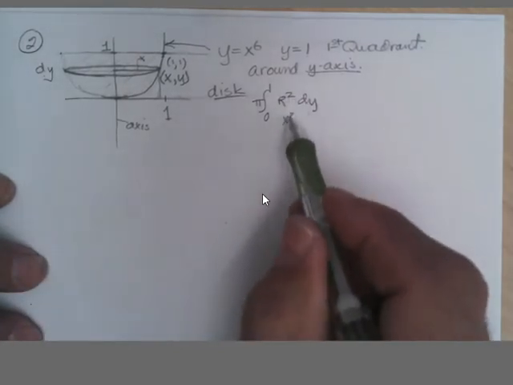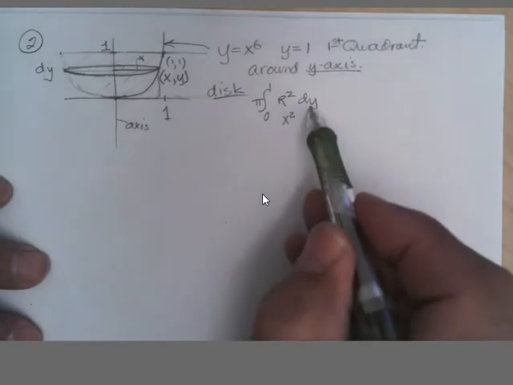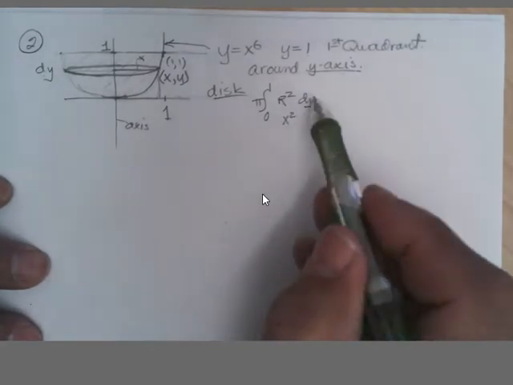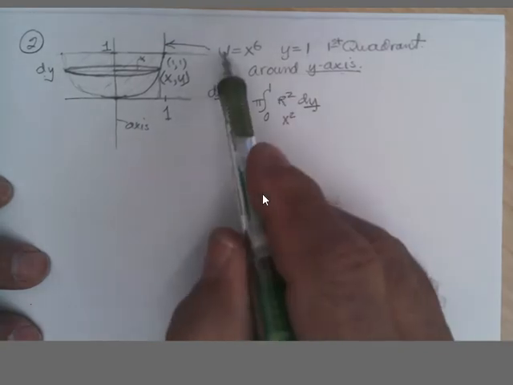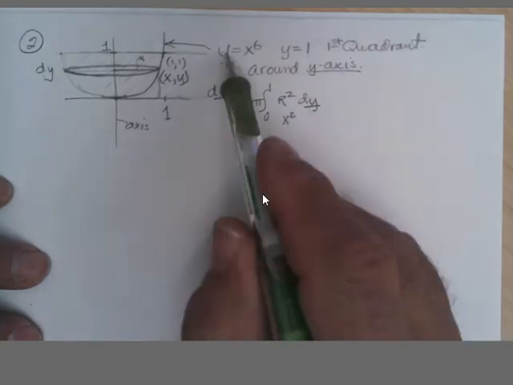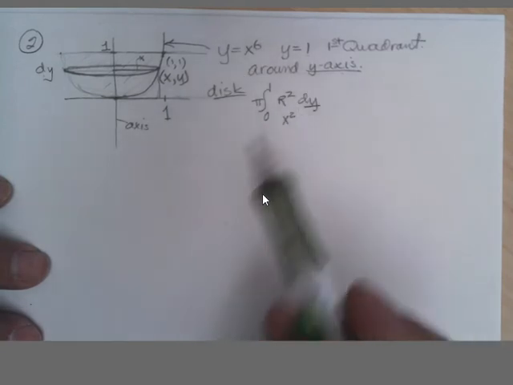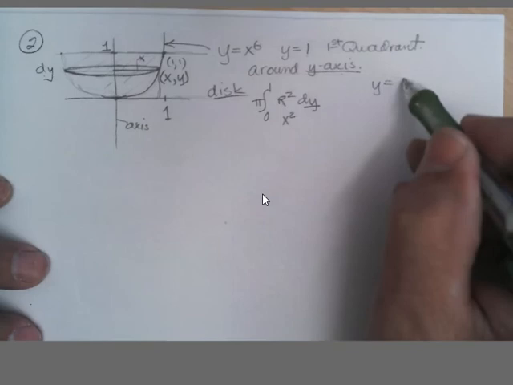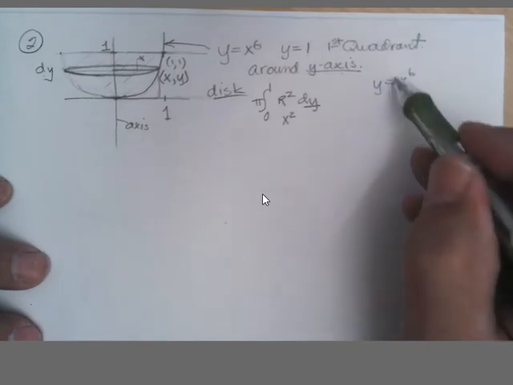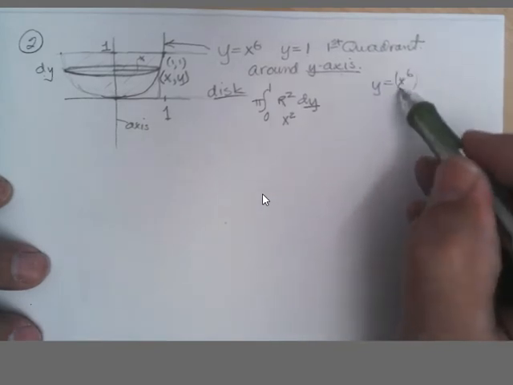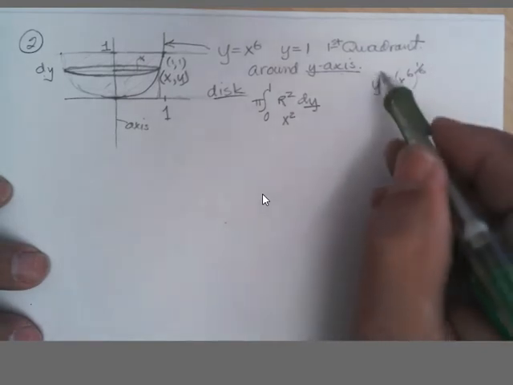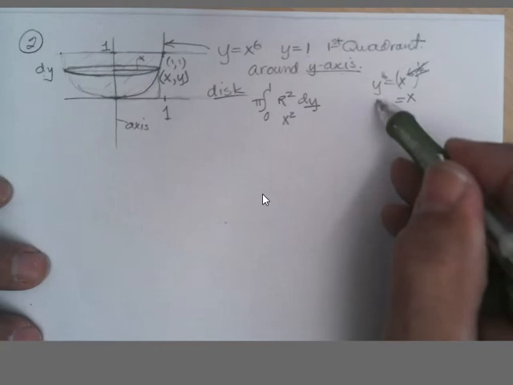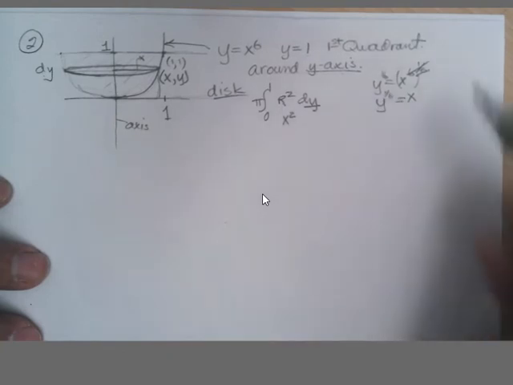And so our radius squared is x squared. But our integrating variable is y, so we have to replace the x with y. Well, x to the 6th is y, so to get rid of the 6, we take the 6th root, or take it to the 1/6 power on each side, and that cancels the powers, and we get x equals y to the 1/6.